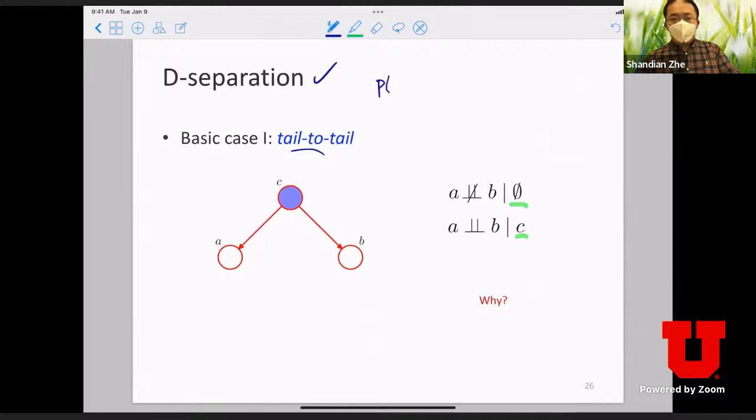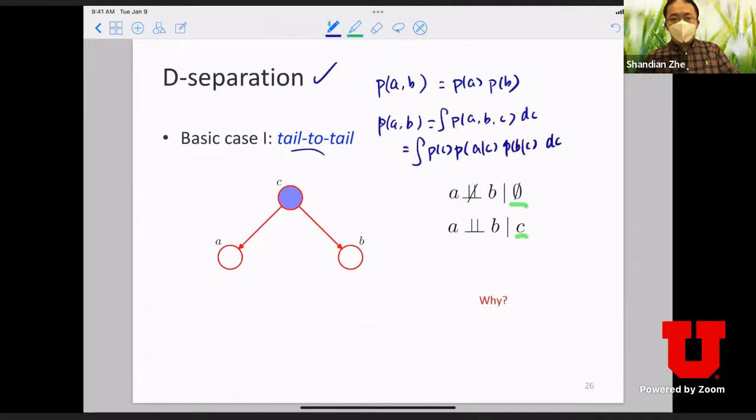For the first case, if we want to look at A and B conditioned on nothing, that means their joint probability of A and B. If A and B are independent, we must find a structure which can decompose the joint probability of A and B equal to P of A times P of B, right? Now, from the definition of the Bayesian network, we know that the joint distribution of A and B is a marginalization of the joint distribution of A, B and C. According to our network structure, this joint probability is decomposed into P of C times P of A given C times P of B given C, and then we integrate over C.